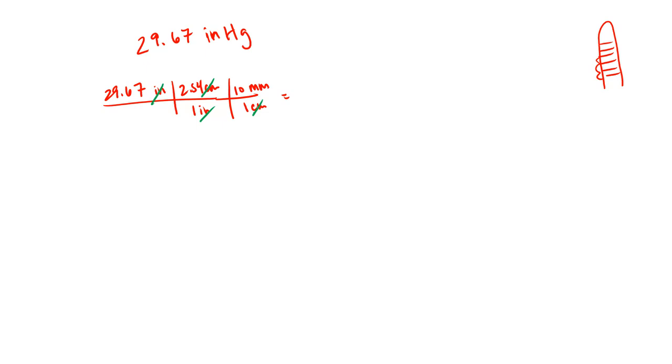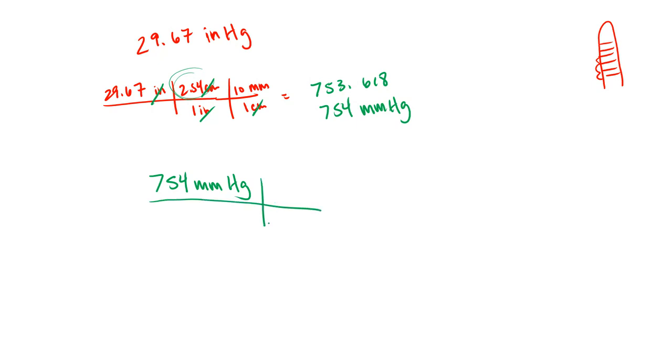And my calculator tells me that 29.67 times 2.54 times 10 is going to give us 753.618. I'm going to convert that to just these 3 sig figs. 754 millimeters of mercury. But I need pascals for PV equals nRT. So I'm going to take my 754 millimeters of mercury. I need to convert it to pascals.